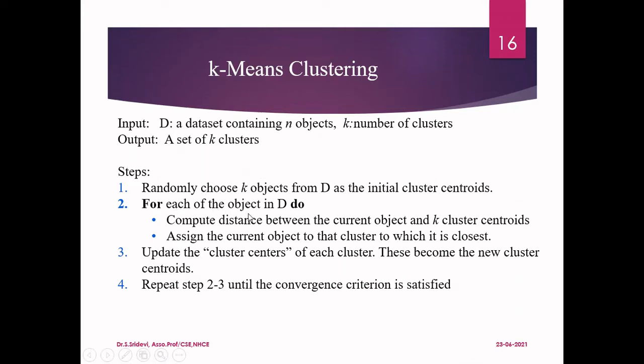After that, for every object in your data set D, you have to do 2 steps. One is you compute the distance between the current object and the K centroids. After you compute the distance, you are going to assign the current object to the cluster which is closer to the particular object. So this is repeated for all the objects in your data set D. And once you do that, you are going to update the cluster centroid for every cluster, because now you have formed a different cluster. Since the cluster is different, the centroid will be different. So you update the cluster centroid for every cluster, and these are going to become your new cluster centroids. And repeat steps 2 and 3 until the convergence criteria is satisfied.